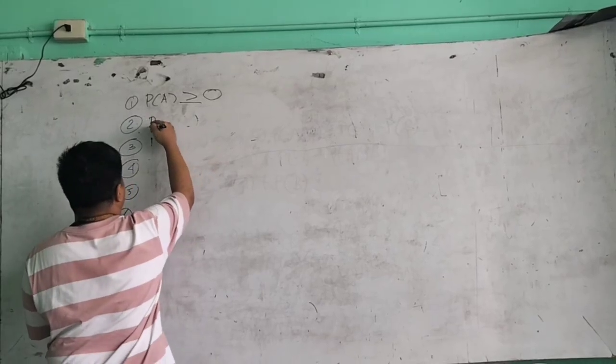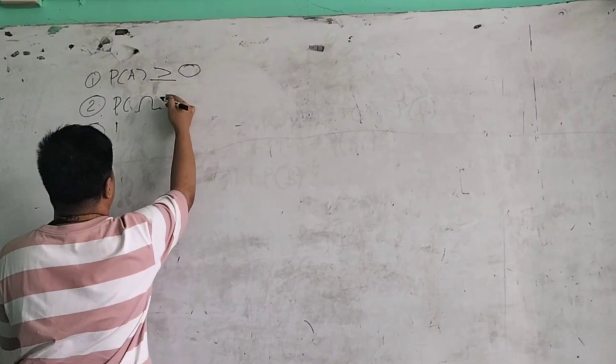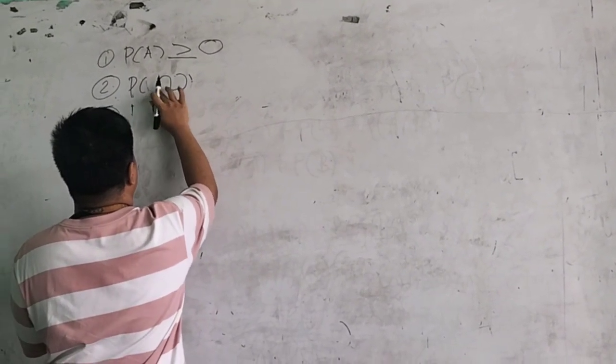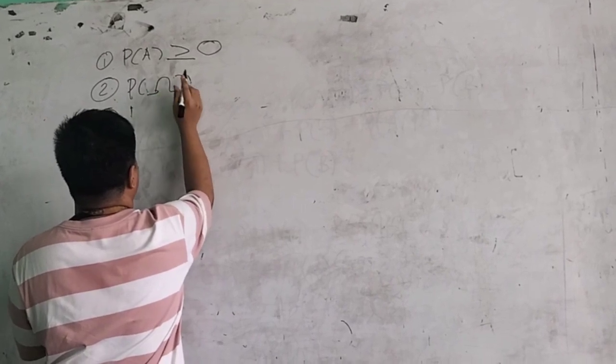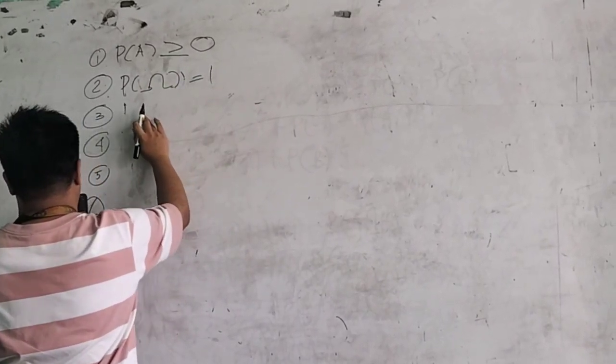The probability of omega is equal to 1. The sample space omega includes all possible outcomes of an experiment. Since something from this set must happen, the total probability of the sample space is always 1.